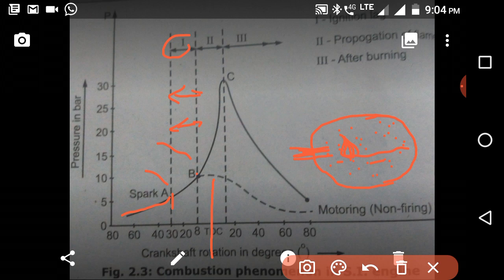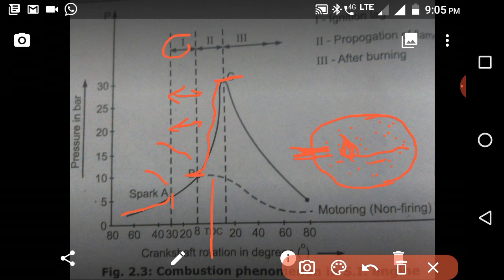Due to that, burning of fuel will occur all over the combustion chamber, and as the burning is happening, heat will get released, and due to that pressure and temperature will increase suddenly, and we will get the peak pressure. Whatever the pressure rise and temperature rise is occurring from this compression pressure to the peak pressure, we are calling this the second phase, and this second phase is the propagation of flame.